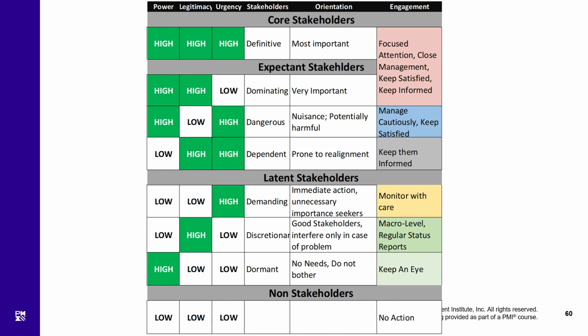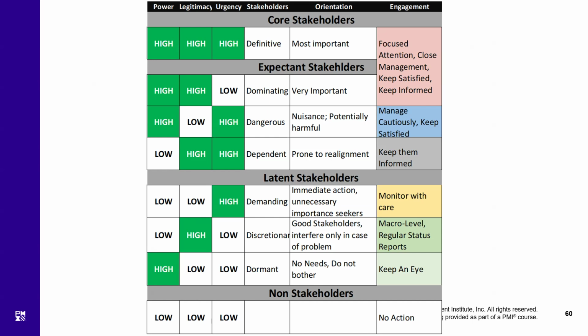The interesting thing is, we have got orientation for each one of them, and then our engagement strategy created in the next column. So let's see, how do we deal with our core, our definitive stakeholder? That is high in everything, so they are naturally the most important stakeholders for us, right? They need focused attention. This is your strategy to deal with the definitive stakeholder. You should give them focused attention, close management, keep them always satisfied, and keep them informed. So they are very important to us, right?